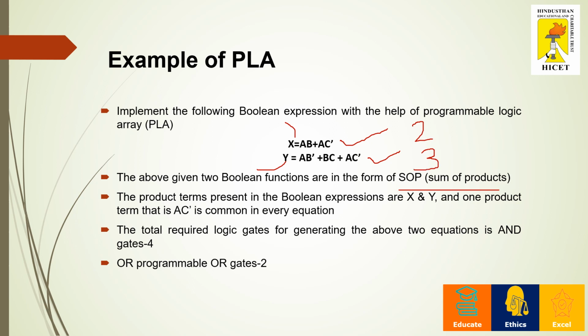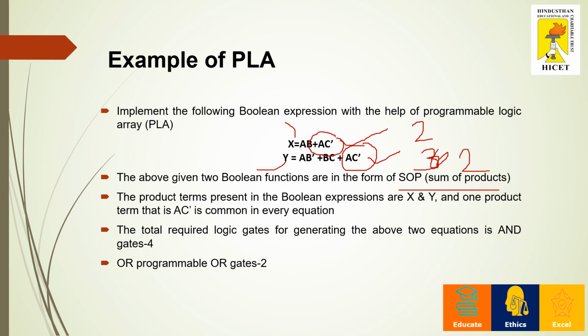But make a close observation. Here, one product term is exactly one and the same in X and Y. Hope you can guess what the term is. It is AC complement. So this AC complement term is common in case of X as well as in case of Y. So I can cut it off from either one of them.